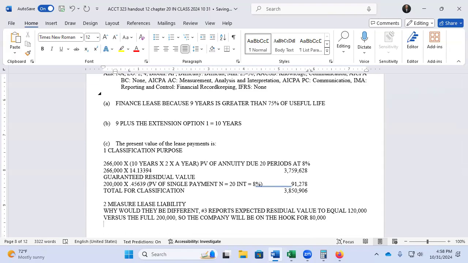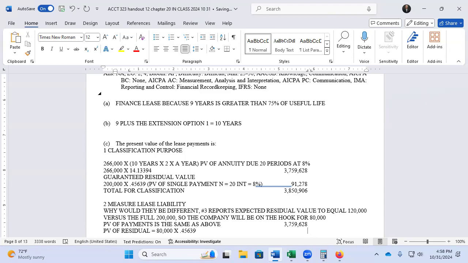So the first one remains the same, the present value of payments. And so that'll be 3,759,628. But the present value of the residual now is going to equal 80,000 times 0.45639. It's still the same factor.